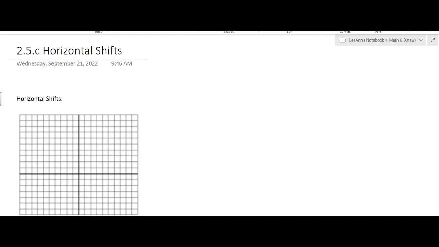Okay, so now we're going to talk about horizontal shifts. If you think about vertical shifts moving up and down, horizontal shifts move left or right. Now, I'm going to give you an example because these work a little bit differently. So let's say we have the function f of x equals (x minus 3) squared.